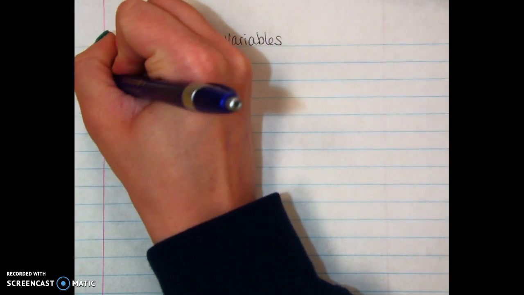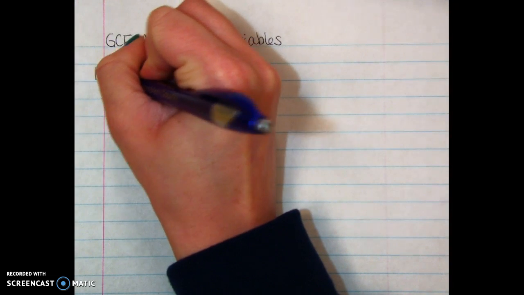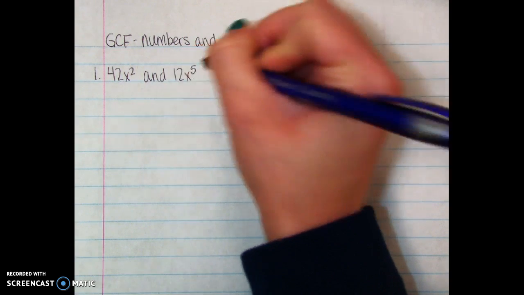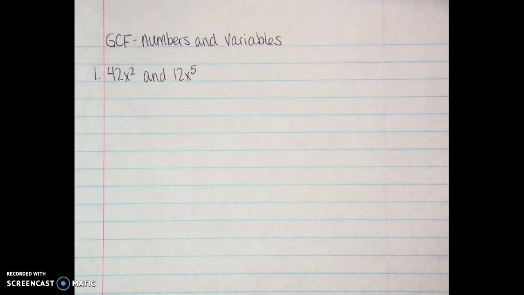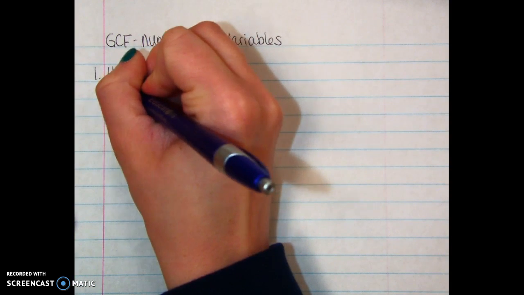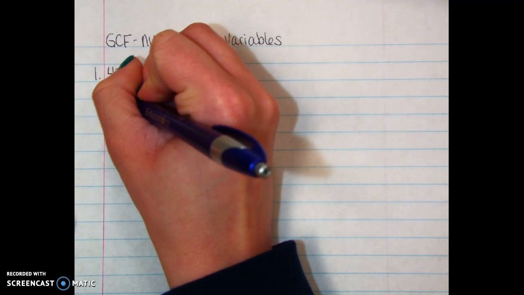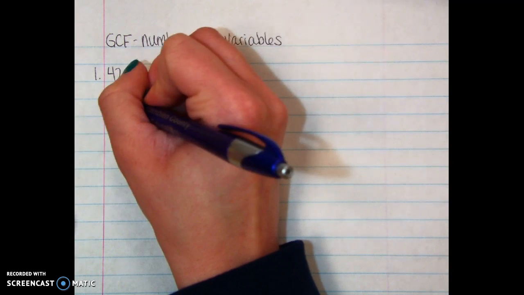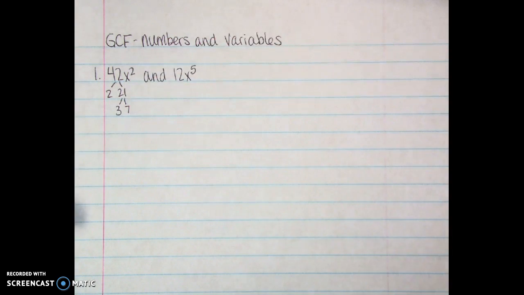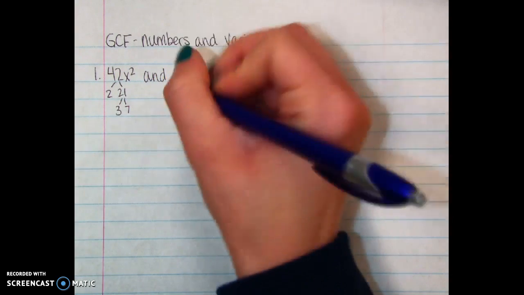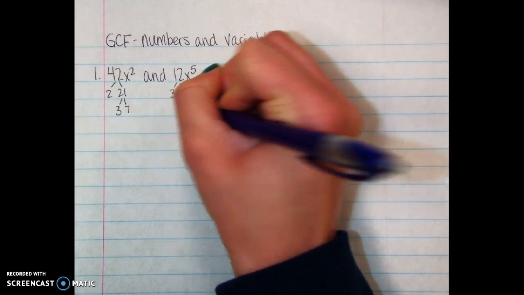So let's do our first example. It's going to be 42x squared and 12x to the fifth. Okay, so for this, you find the GCF with a number, just like how you did in the previous video. So 42 is an even number, so I know 2 goes into it, and that's 21. And then 21 is 3 times 7. For 12, that's 3 and 4. And 4 is 2 and 2.